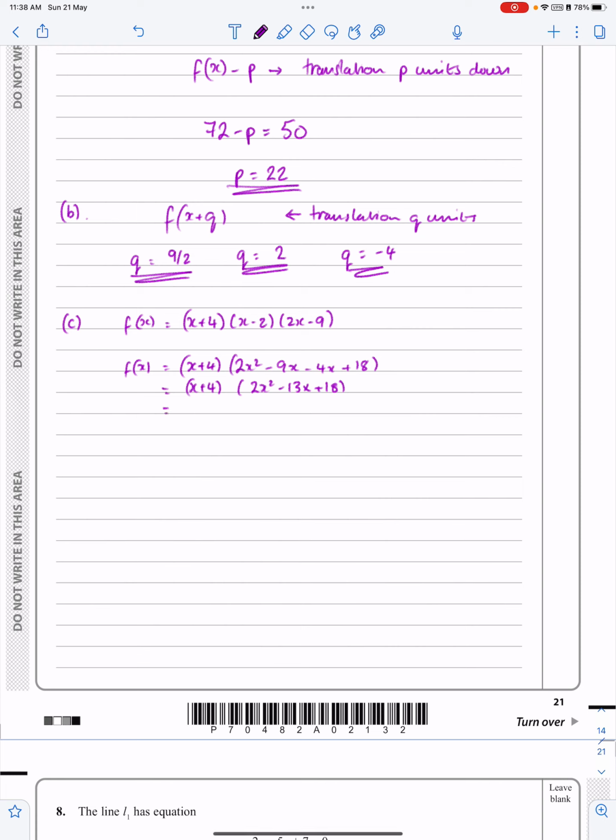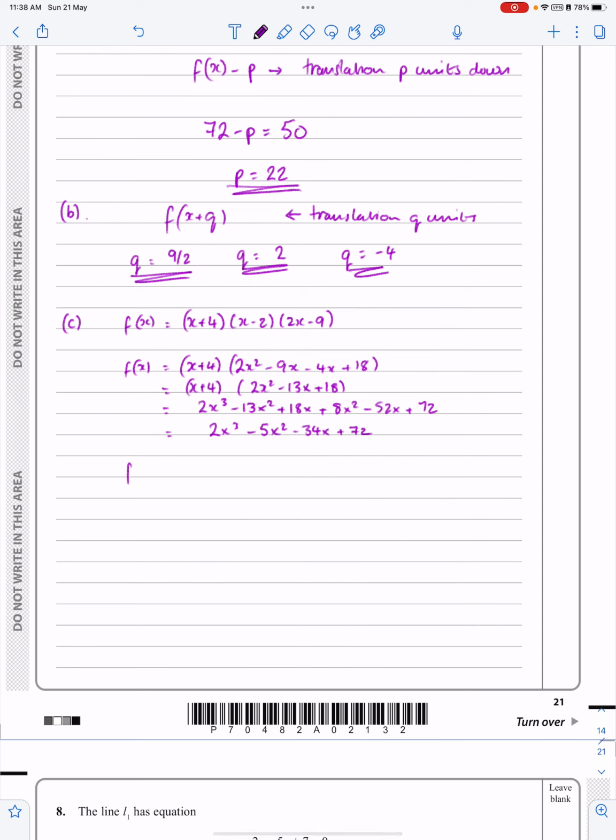I think the easiest way is to multiply all of it by x first of all, which will give me 2x cubed, minus 13x squared, plus 18x. Then multiply it all by 4. It's going to give me 8x squared, minus 52x, and plus 72. Then tidy that up: 2x cubed, that one's not going to change. The x squareds together make minus 5x squared. The x's make minus 34x. And the 72 is not going to be affected.